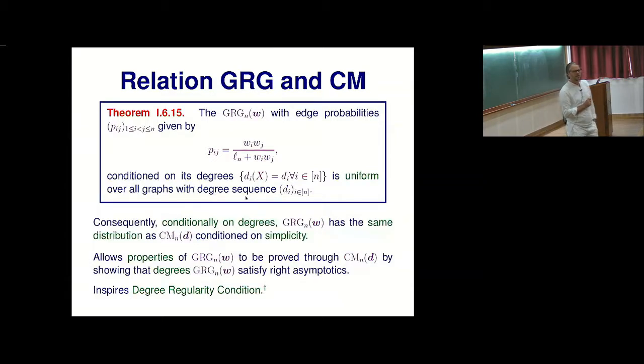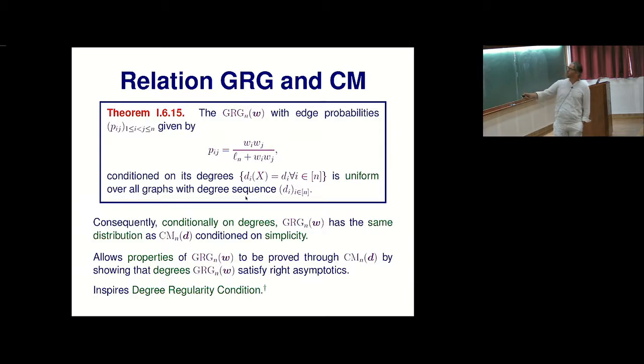That's a bit weird. Of course, here we're conditioning on a set of random variables, so the degrees themselves are random variables, but given these degrees, we actually know exactly what the distribution of the graph is. So in statistical terms, the degrees here are a sufficient statistic. Now what does this imply? Well, it implies, first of all, that if you condition on the degrees, this generalized random graph has exactly the same distribution as the configuration model when we condition the configuration model on being simple. So there's a very direct link between the two of them.